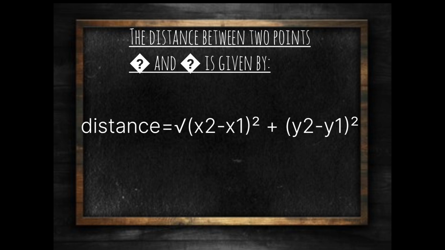The distance between 2 points (x1, y1) and (x2, y2) is given by: distance is equal to root of (x2 minus x1) whole square plus (y2 minus y1) whole square. This formula comes from coordinate geometry and is very widely used in robotics, game development and navigation systems.